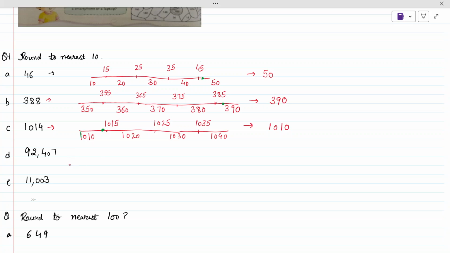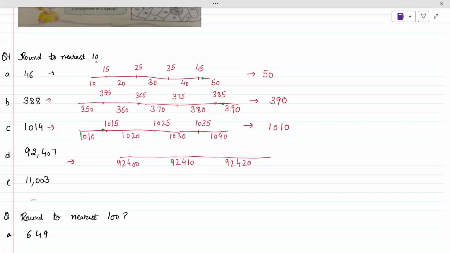Or let me do it for you. Let me do this one also, so we will have more clarity. I am making a number line here. Okay, and this one again I am starting with 92400, 92410, 92420.